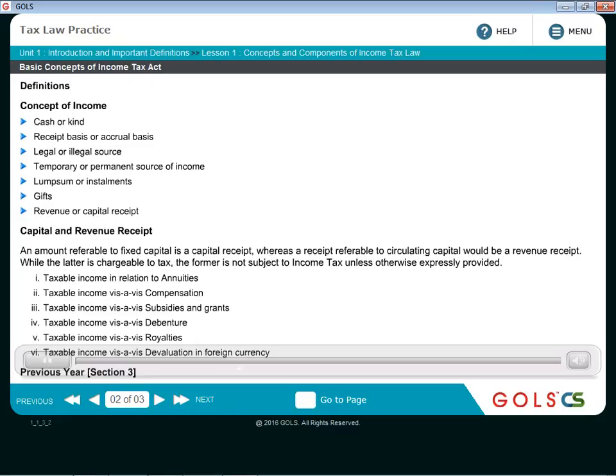Next is gifts. As far as gifts are concerned, gifts up to rupees 50,000 are exempt and gifts exceeding 50,000 will become taxable. But gifts from relatives would be considered as totally exempted from the tax liability. There are so many other provisions in connection with gifts, but we will talk about them when we come to the head income from other sources.